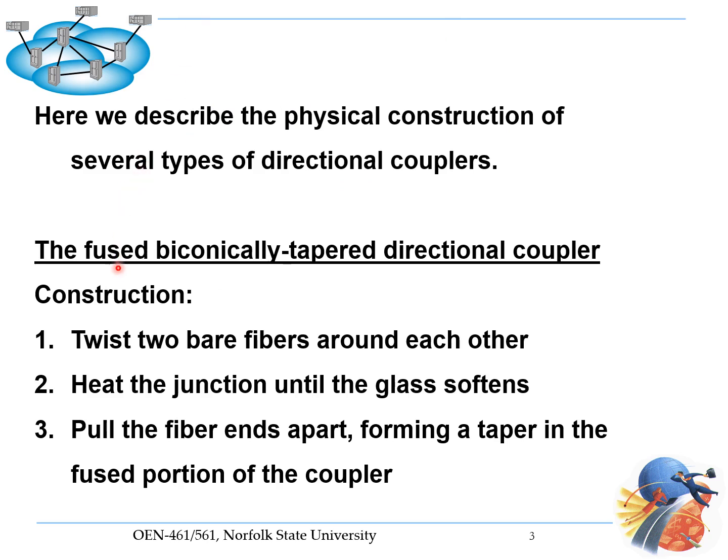The fused biconically tapered directional couplers can be made by twisting two bare fibers around each other, then heating the junction until the glass softens, and then pulling the fiber ends apart, forming a taper in the fused portion of the coupler.